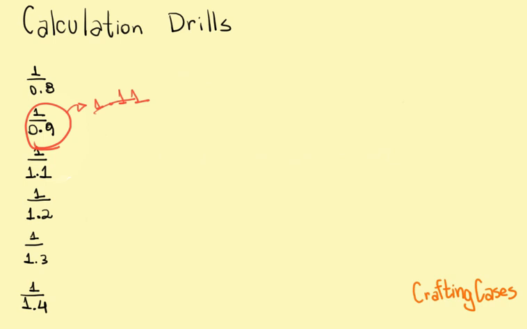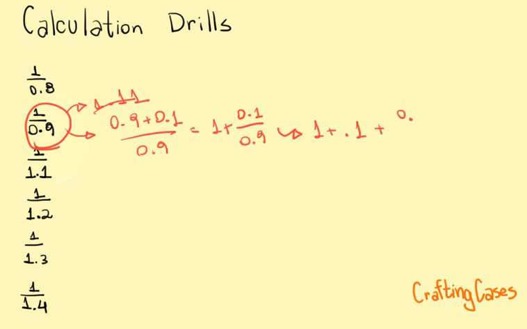We can look at this as 0.9 plus 0.1 over 0.9. So this is 1 plus 0.1 over 0.9. If this came to this, then this will obviously come to 1 plus 0.1 plus 0.01 over 0.9. And in the same way this happened, it'll happen again and again and again. So we're going to get to 1.11. Okay? Now let's move on to the next one.